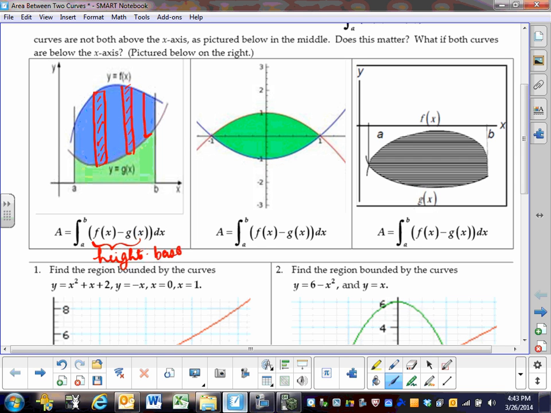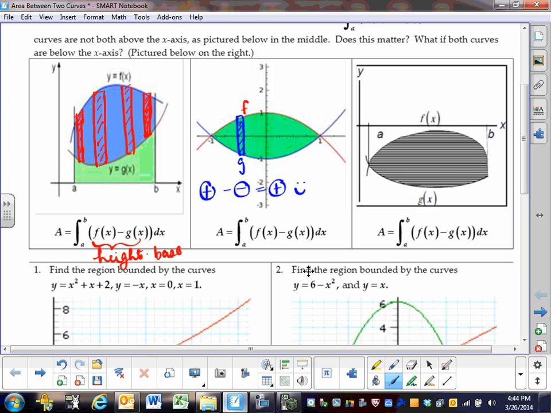So the height of the rectangles is no longer determined by just one function. It's determined by two functions. And again, the height is the difference of those two functions. What's nice about this is that the formula works regardless of whether the functions are above or below the axis. If I say f minus g in this case, the g value is negative, but a positive minus a negative is still positive. So we're still finding the difference between f and g as our height, and the dx is our base. So we're still doing height times base.